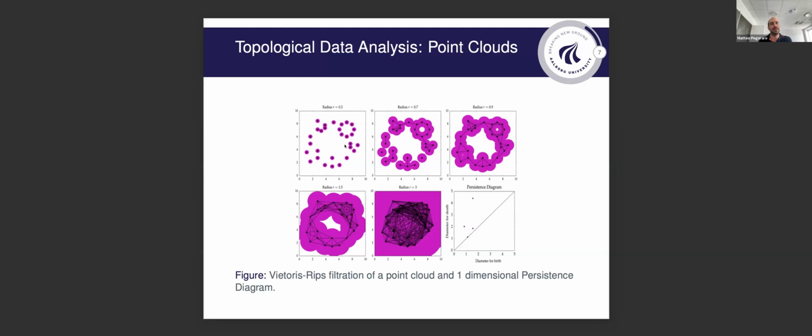Clearly, we can work also on other kinds of data, not only with functions. For instance, very typical is the case of point clouds. We can inflate balls around the points of our point cloud with some fixed radius and take their union. If we then let the radius vary, again, we obtain a filtration of topological spaces.